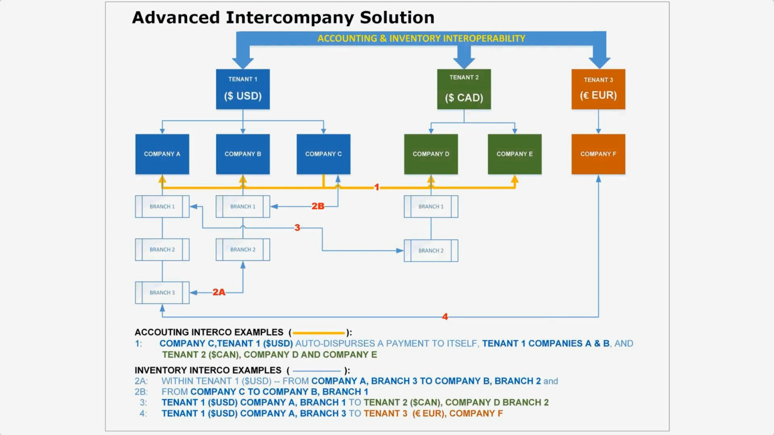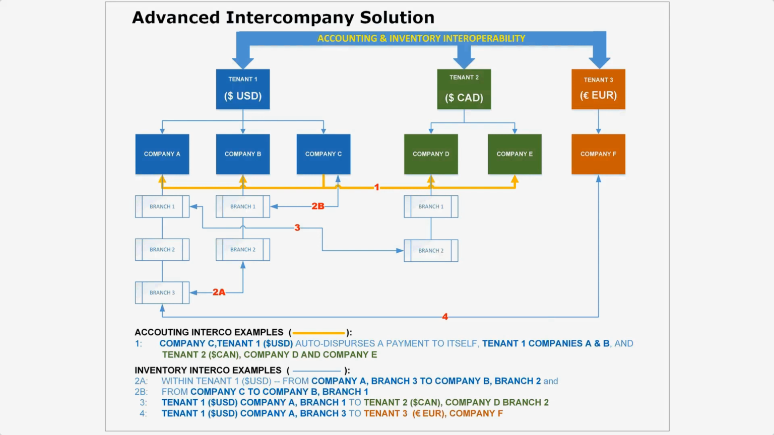This Advanced Interco module supports intertenant, intercompany, and interbranch operations among all combinations of Acumatica entities, operating on different base currencies and system versions. Today we'll focus first on an inventory transfer, and then we'll allocate an expense across multiple operating entities. First, a little bit about the visual.